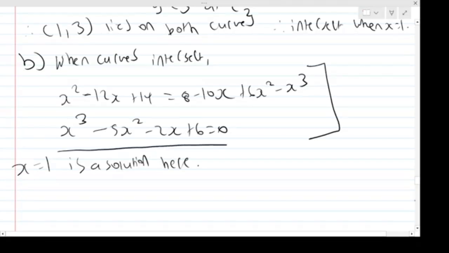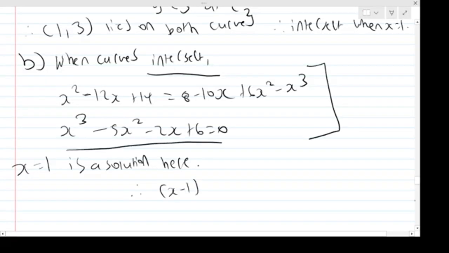because this equation again comes from them intersecting, and we discussed in part A, x is 1 is a solution to their intersection. They intersect when x is 1. We then need to find other points where they intersect, but we know one point. Well, that means if it's a solution, therefore x minus 1 is a factor of this, and that's where the factor theorem comes in. So it's a factor.